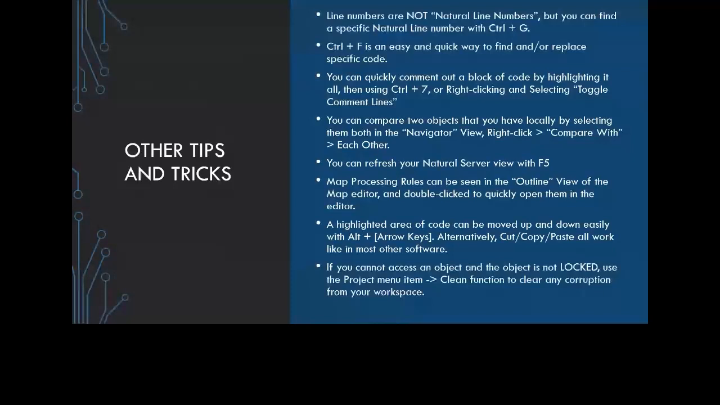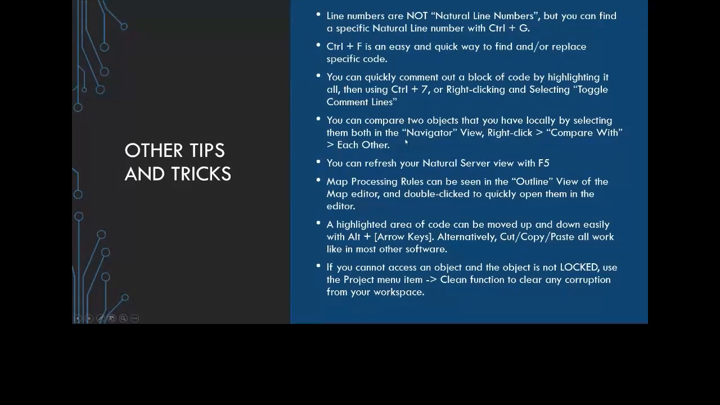Control-F is a very handy way in all Windows systems to find and or replace specific things. I use it all the time when I'm looking for specific variables or comments, anything like that. You can quickly comment out a whole block of code by highlighting the block you want to comment out and then just using Control-7. Or once you have it highlighted, you can right-click and select Toggle Comment Lines, and everything that's highlighted at the time will be immediately commented out.